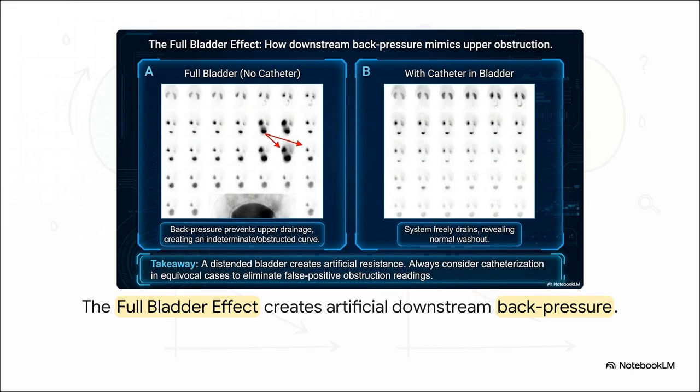Just look at the dramatic impact of a single variable, the full bladder effect. If a patient goes in with a totally full bladder, it creates massive artificial downstream back pressure. It literally prevents the upper urinary tract from draining, which creates a curve that looks totally obstructed. But take that same patient and put a catheter in the bladder, suddenly the system freely drains and reveals a completely normal washout. The takeaway here is absolutely crucial. Always, always consider catheterization in equivocal cases to just eliminate this false positive entirely.